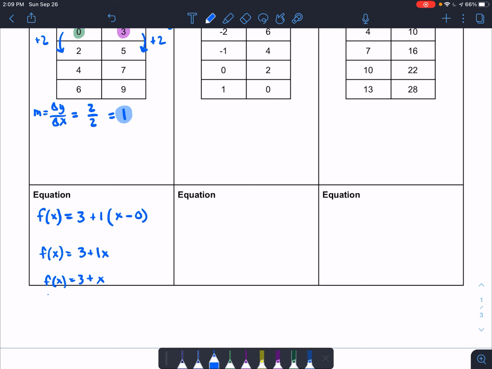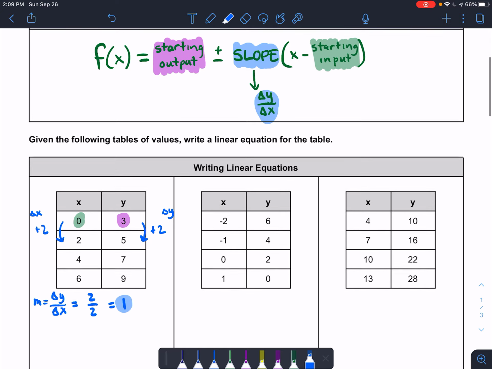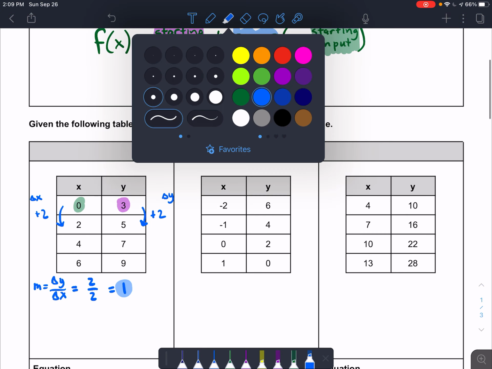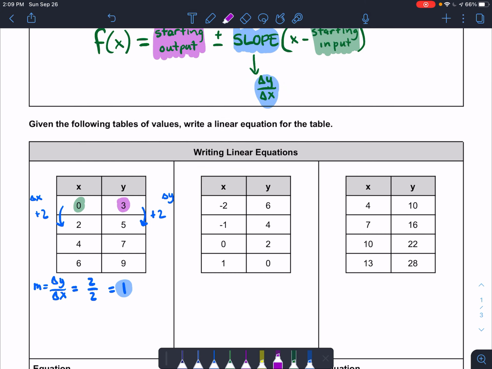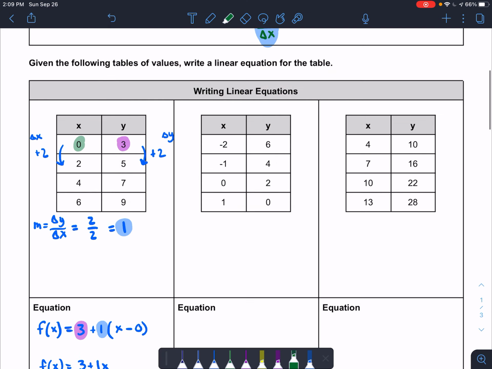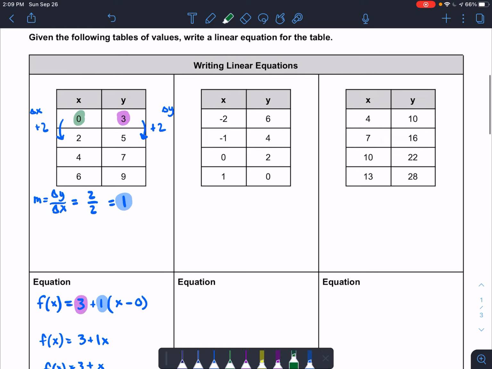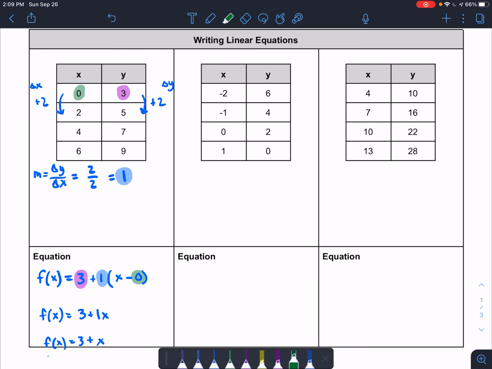Now, the one thing I do want to make sure we go back and do is make sure you guys see where I'm getting my numbers from. So just quickly, the 1 came from the slope. I'll change to purple now. The starting output 3, the 3 came from the starting output. And then lastly, the starting input, which was the starting x value, or 0, goes right there. Okay?